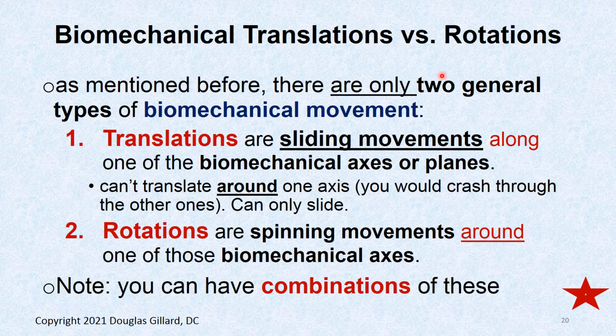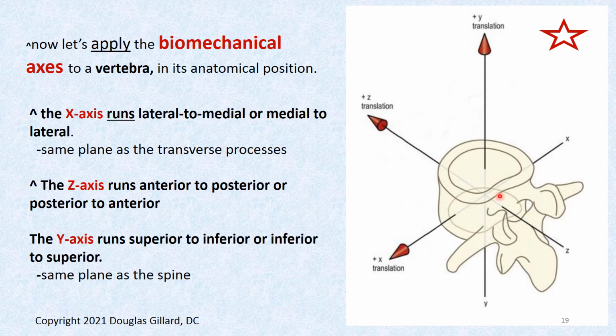All right, again, as we said, there's only two types of biomechanical motion, pure motions that we talk about in this general sense of things. So translations are a sliding movement, and rotations are a spinning movement which occur around one of these biomechanical axes. So we're going to translate the vertebrae forward in the z-axis and backwards in the z-axis and sideways in the x-axis. And then we're going to translate it up the y-axis and down the y-axis.